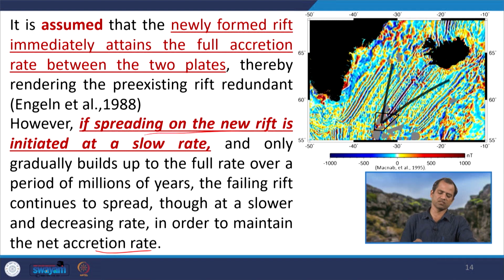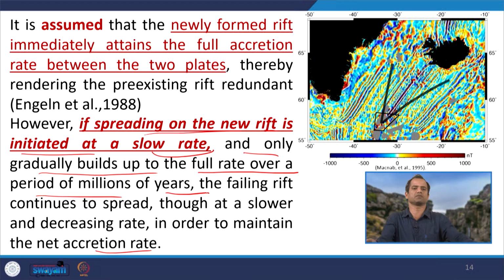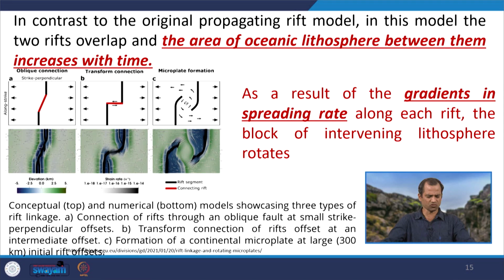So, if the spreading in a new rift is initiated at a slow rate, then what will happen? Then it only gradually builds up to the full rate over a period of millions of years, and the failing rift continues to spread, though at a slower and decreasing rate, but still in order to maintain the net accretion rate. So, this is explained here, how different accretion rate, different spreading rate, is engulfing a body which is rotating with time, and a shear motion is experienced here.